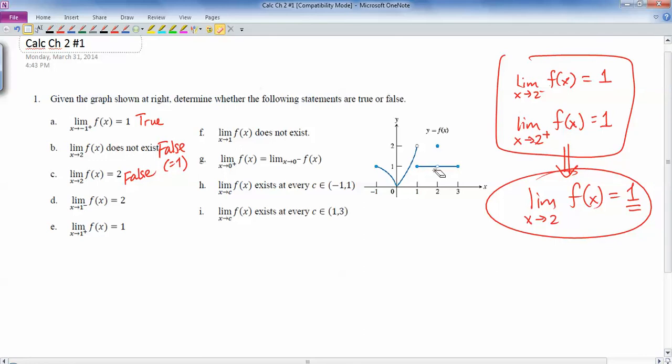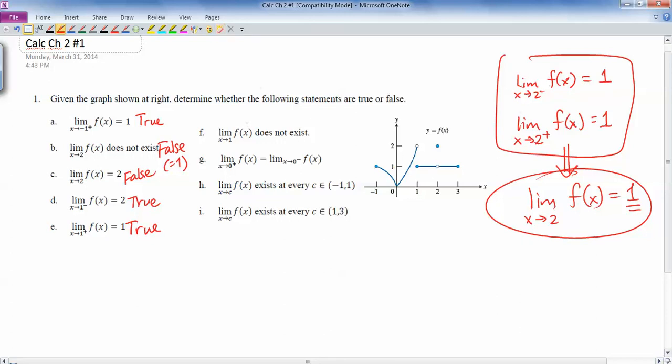In the next line, as x goes to 1 from the left, here's x equals 1 and we're approaching it from the left side, the y values get really close to 2 here. So this is true. And as I get close to 1 from the right side, right here, the y values are close to 1. So this is also true.